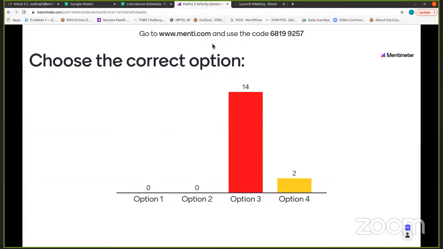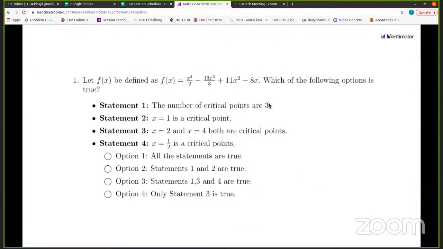Yeah, so I am seeing most of you are giving option 3 as an answer, and some of you have given option 4 as an answer. So let me go back to the question again. Option 3 is statements 1, 3 and 4 are true, and some of you have given option 4, that means only statement 3 is true. Whoever has given some option, can anyone explain it to me?